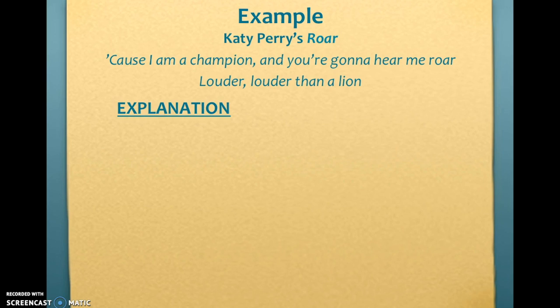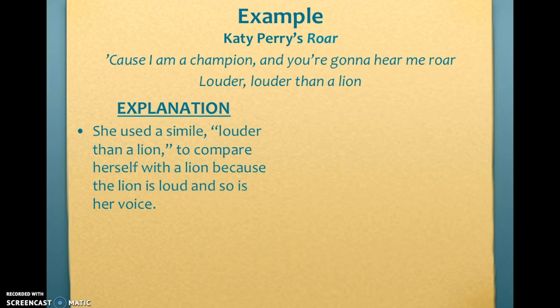Now, the first part, if we think about how we would explain this, you would first decide, okay, this is a simile. And I know it's a simile because she's saying louder than a lion. She's using a comparison word, than, to compare the two things. She's comparing herself with a lion because a lion is loud and so is her voice. So if all we asked you to do was explain the simile, that's what you would write.